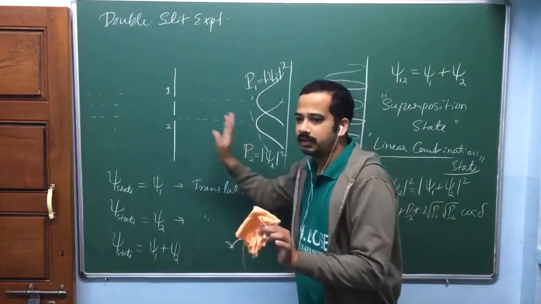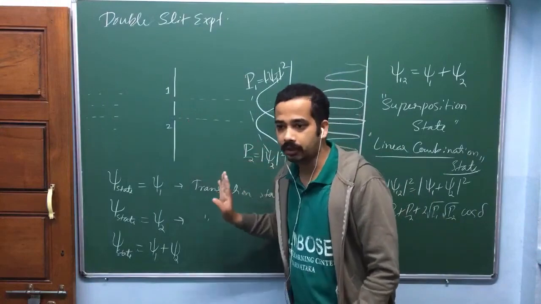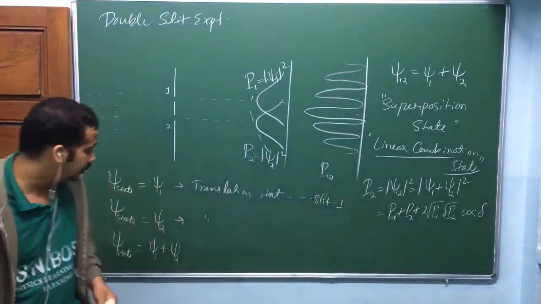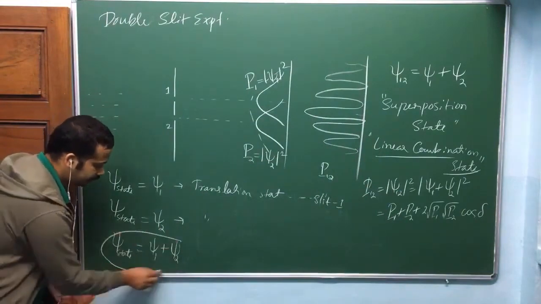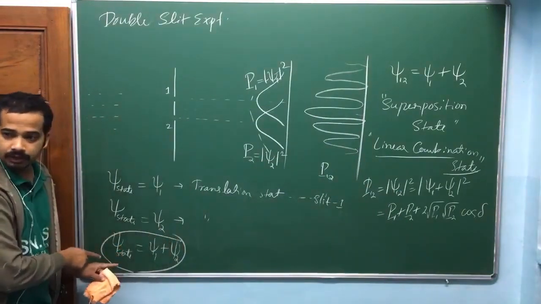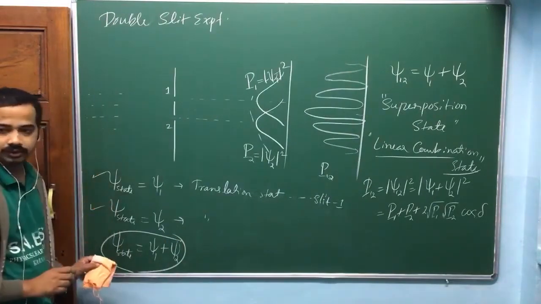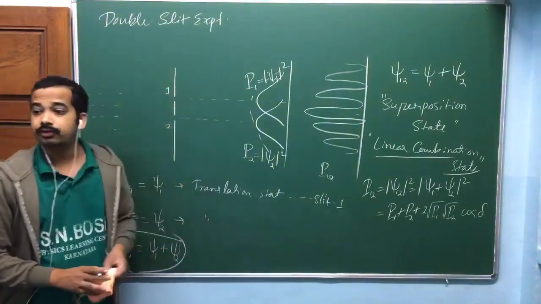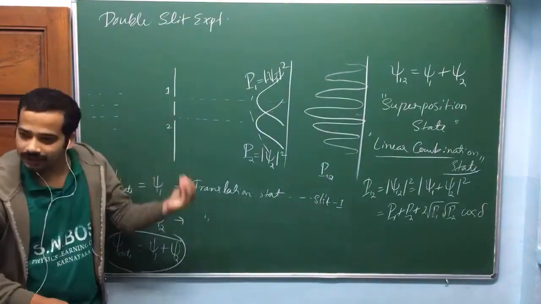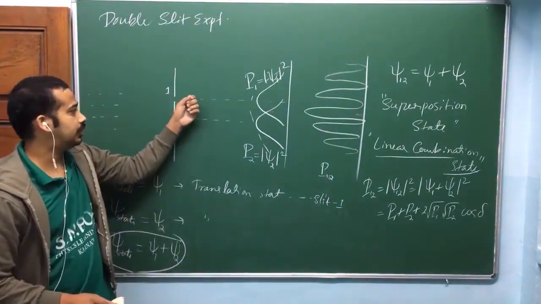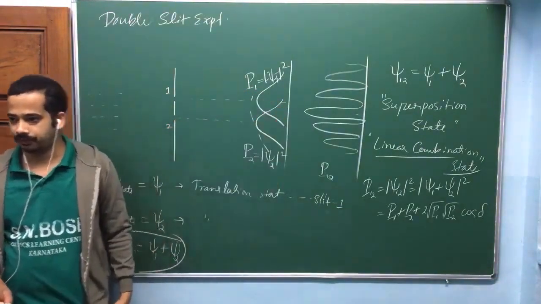I'll just say I did the measurement, and I found that either the electron passes through slit one, or I again look at here. If you do measurement, you will get the electron in this state or in this state, not in this state. If you keep it unobserved, then only you get this state. If you do observation of which slit the electron is passing through, you will get either slit 1 or slit 2.